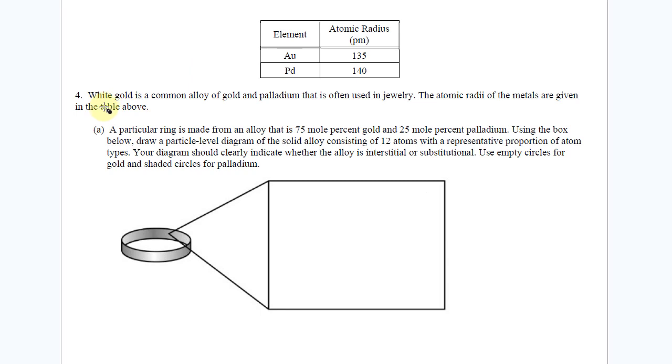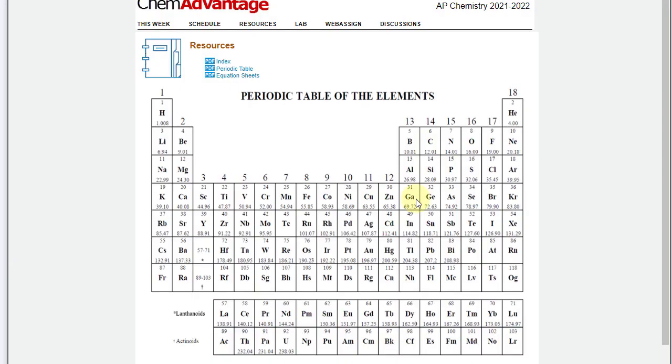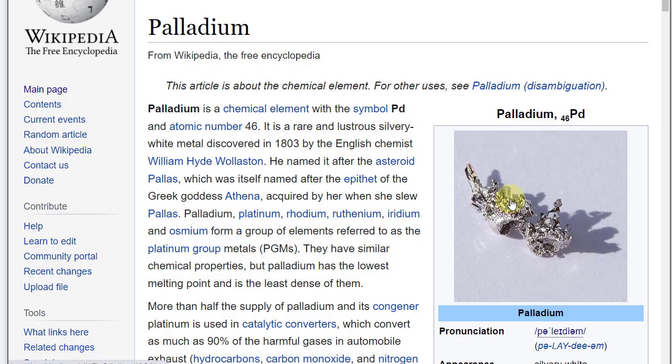Let's read the question. White gold is a common alloy of gold and palladium that is often used in jewelry. Well, a little aside here, because, I mean, who just wants to deal with FRQs? It's nice to know some of the chemistry behind it. I know about gold already, but palladium is sort of an interesting one. It's been used more recently in jewelry. It's been used in catalysts for a long time.